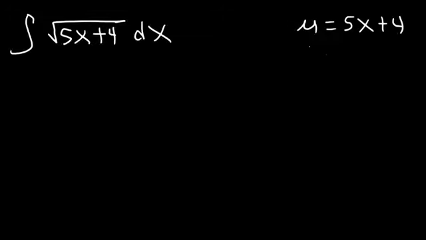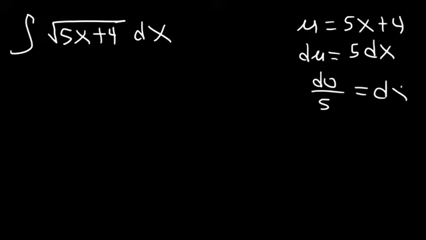Now what would you do if you have to integrate the square root of 5x plus 4? Now in this problem, all we could do is set u equal to 5x plus 4. There's nothing else that we can do. So let's go ahead and do this. The derivative of 5x is going to be 5, and then times dx. So isolating dx, it's going to be du over 5.